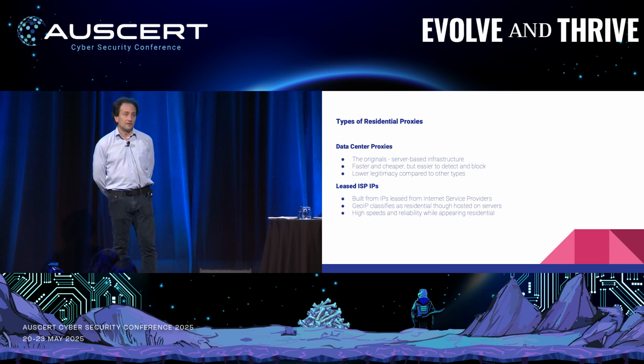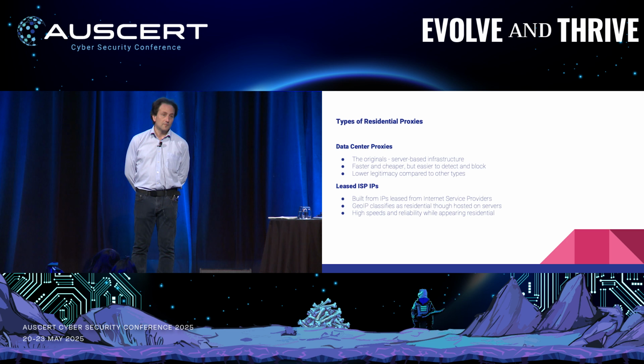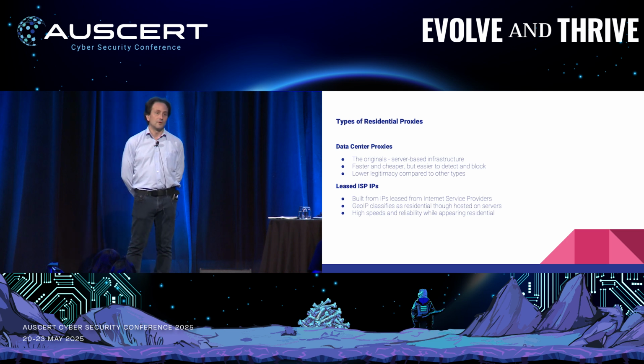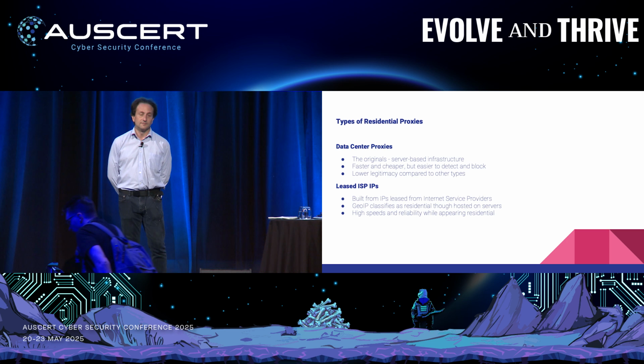Later on, to facilitate hiding, came leased ISP IPs. So these are companies that would lease an IP range directly from an ISP, such as TPG or AT&T, and they would utilize the IPs from that company. And the advantage that this gave was any GeoIP lookup would reveal that IP belonging to the ASN of the ISP.